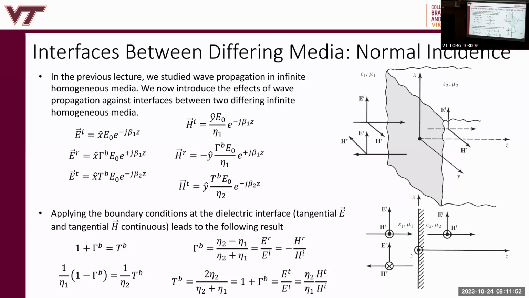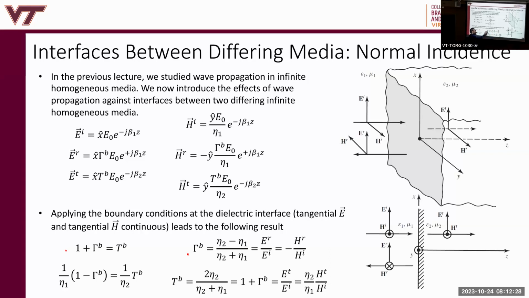If you do the same thing for the reflected field, you'll end up with 2 equations and 2 unknowns. You can solve for the reflected field using the magnetic fields, and then you'll get this equation. Hopefully you've seen this, at least in transmission line theory. Gamma b equals eta 2 minus eta 1 over eta 2 plus eta 1. The reflection coefficient is defined as the ratio of E reflected over E incident, or minus H reflected over H incident.